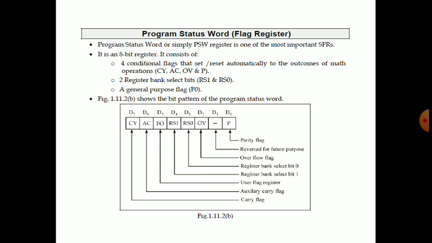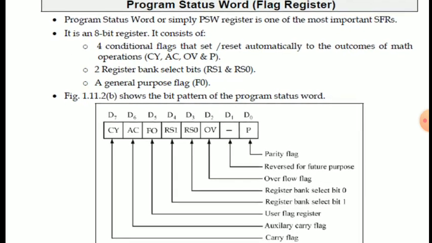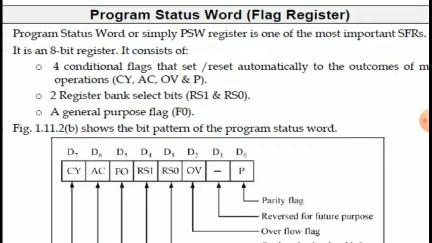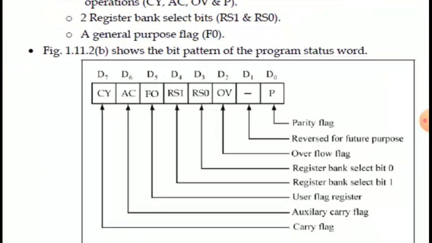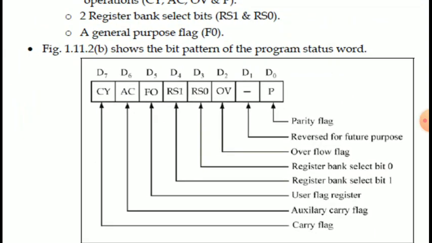4 flags will be there, 2 registers anyway. So 6 are over, but one is reserved for future purpose, that is the dash symbol. You can see that the D1 bit is reserved for future purpose, and we have flags: parity flag, overflow, user flag register. So this is also a reserved user flag.